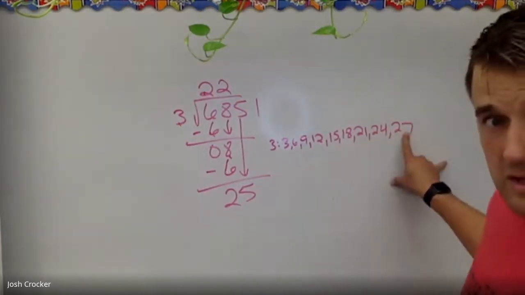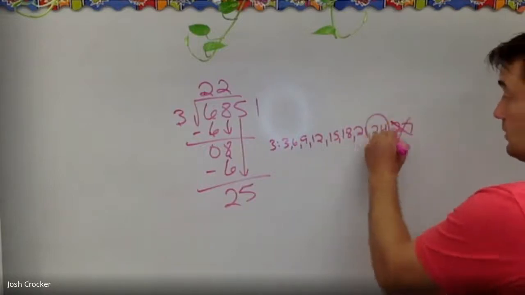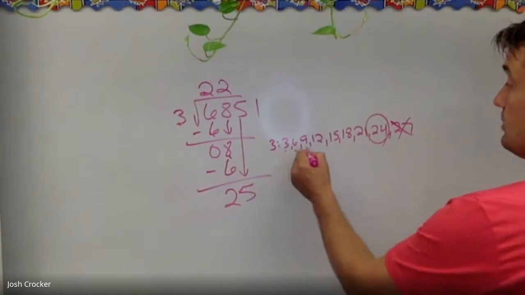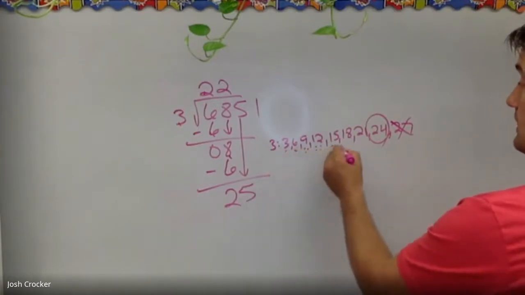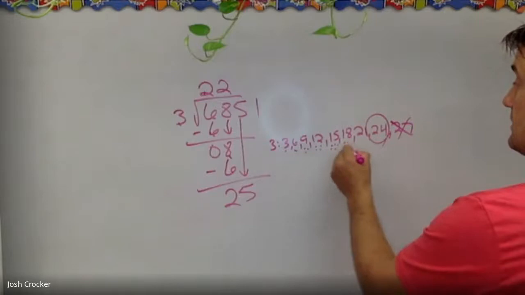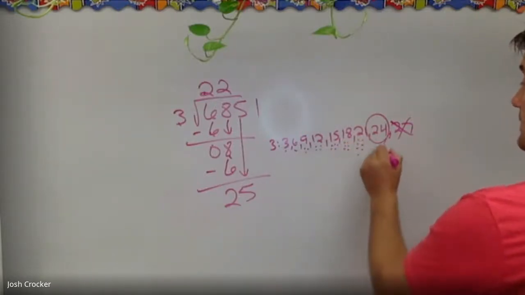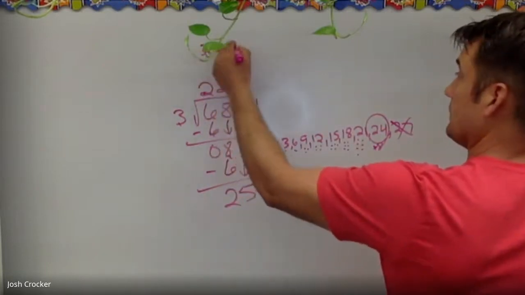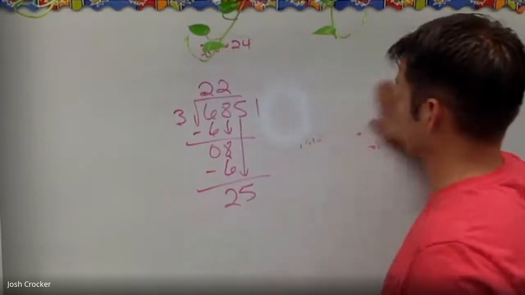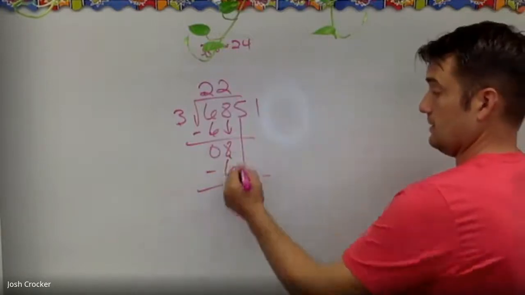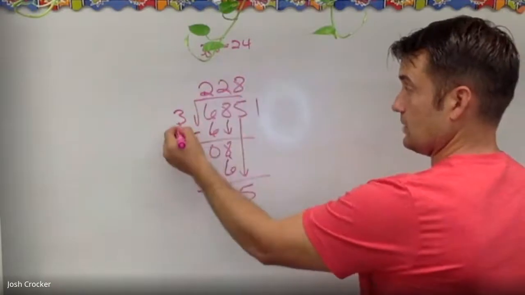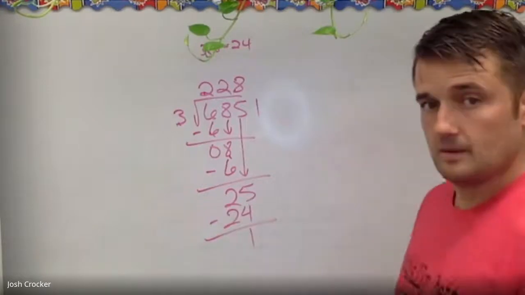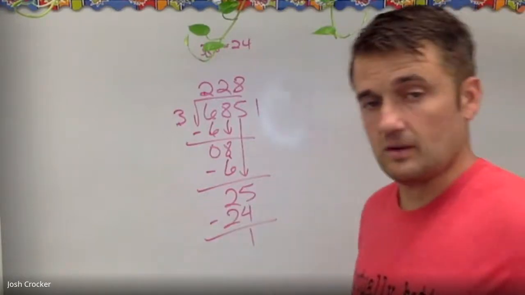So 27 is over. 24 is as close as I can get without going over. Times 1, times 2, times 3, times 4, times 5, times 6, times 7, times 8. So 3 times 8 is 24. That's the fact I'm going to use. I'm dealing with the 5. 3 times 8 is 24. 1. Now I'm off screen here.